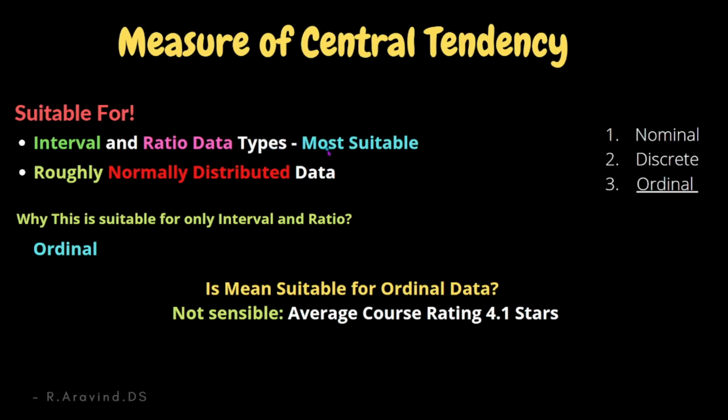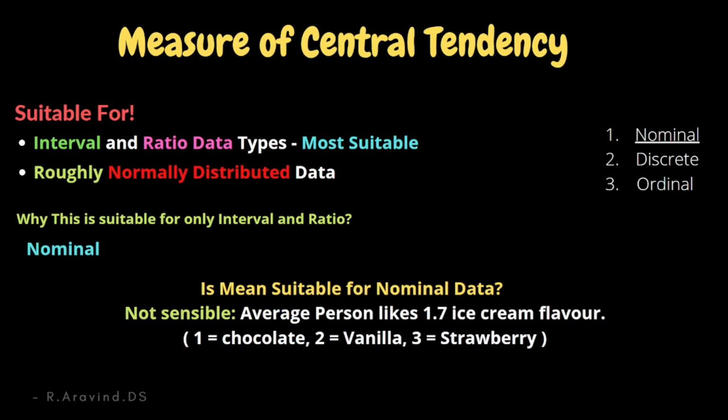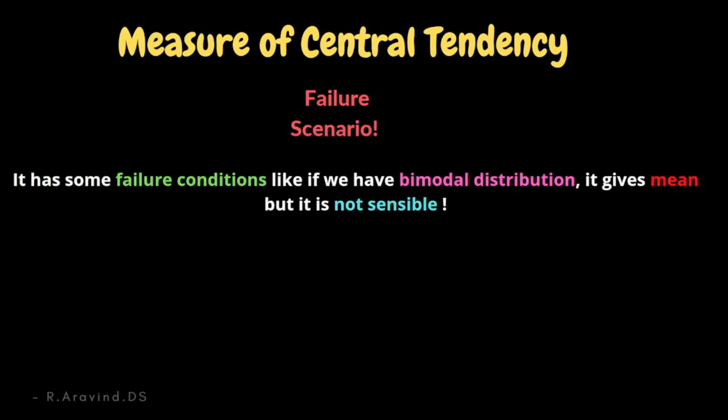Okay, so there is a failure scenario for calculating the mean. You need to check if the data is interval or ratio data. Then you need to check another thing, the most important thing, right? So, let's go ahead. Yeah, so a failure scenario. If you are going to measure your central tendency as a mean, you need to look at these things. It has some failure conditions.